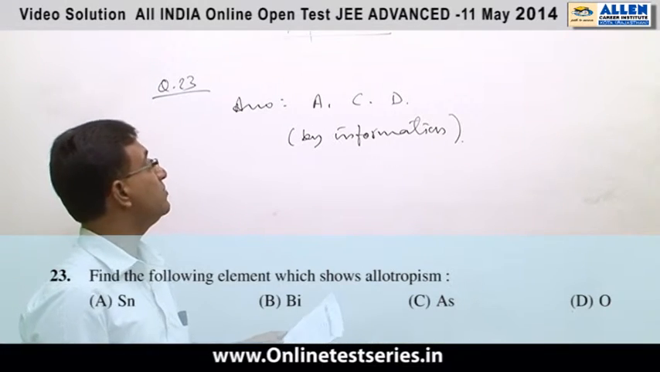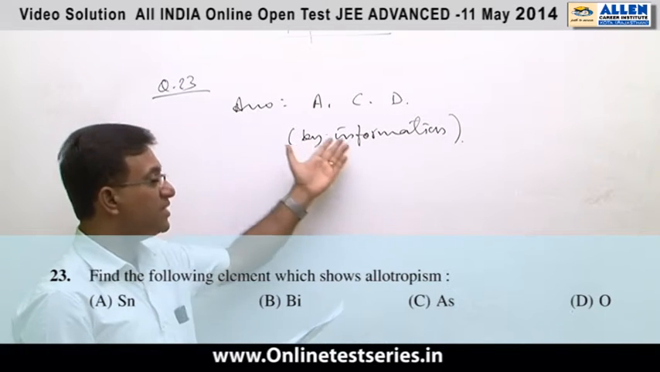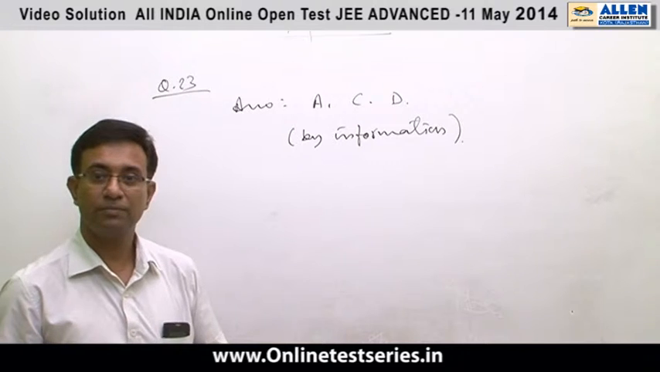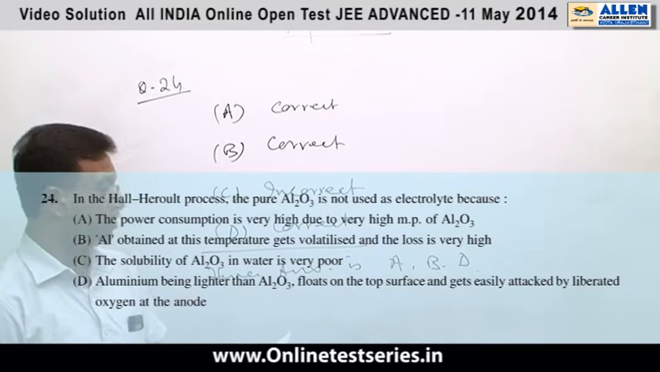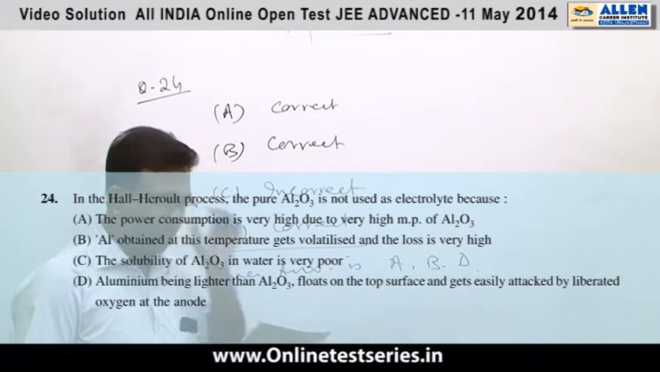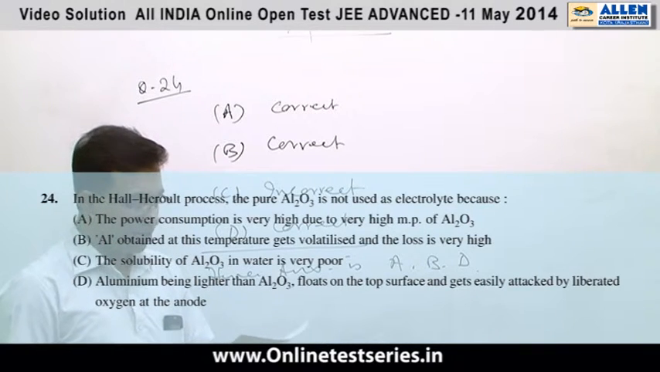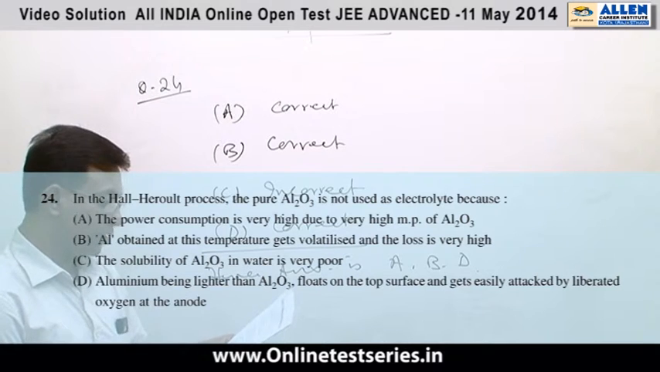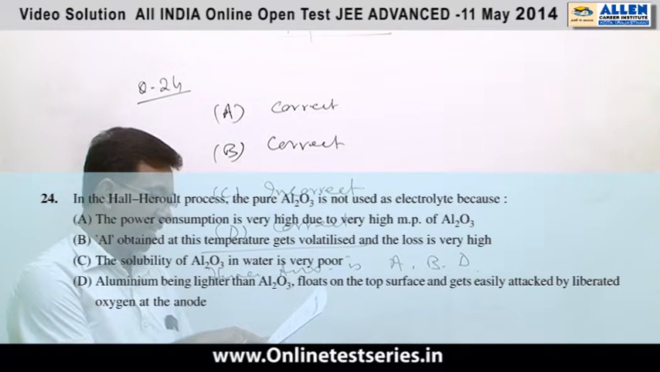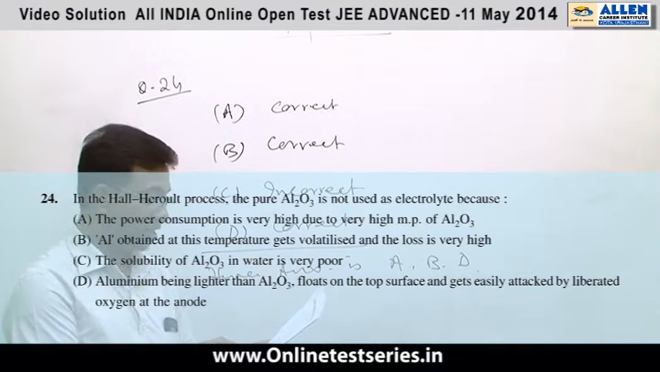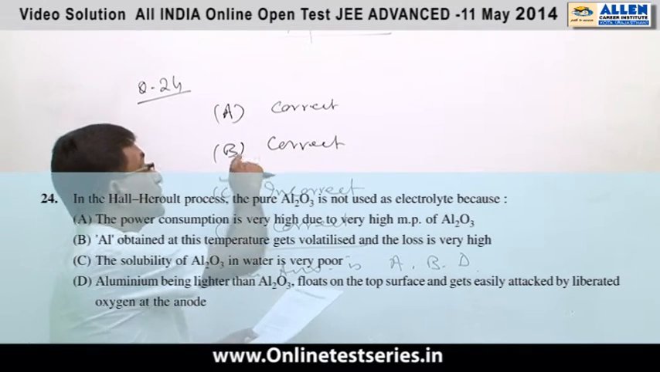Question number 23. The answer is ACD here. Question number 24. In the Hall-Heroult process, pure Al2O3 is not used as electrolyte because of its high melting point, which is given in option A. The power consumption is very high because of its high melting point. Hence, this is the correct option.